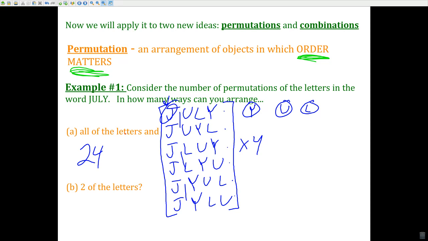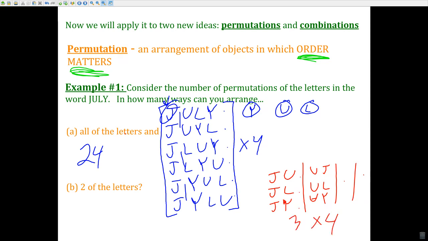All right, let's try 2 letters, just 2. Well, you have J-U, J-L, J-Y. In the same fashion, you'd have U-J, U-L, U-Y. Okay, and you do that with the other 2, right? Same thing. 3 times 4 letters would be 12. Okay.